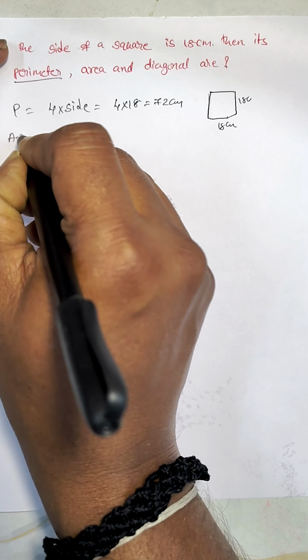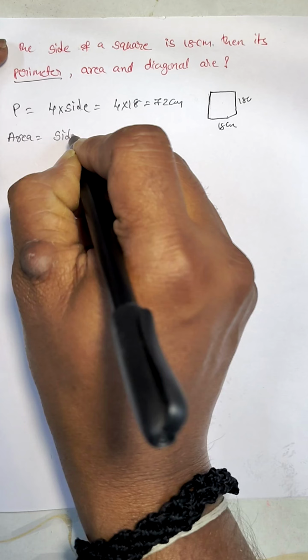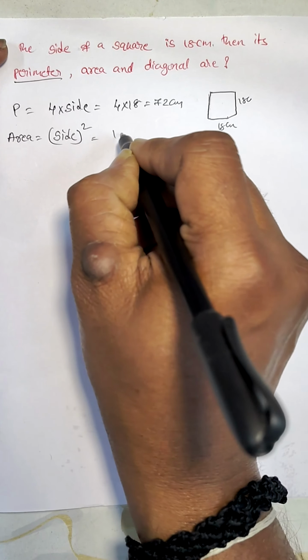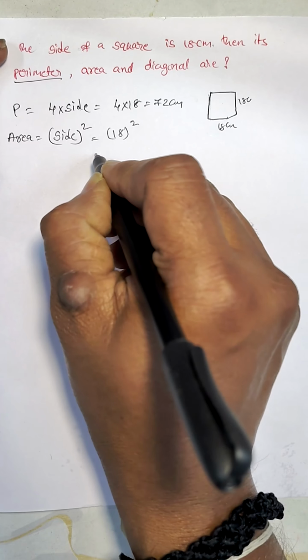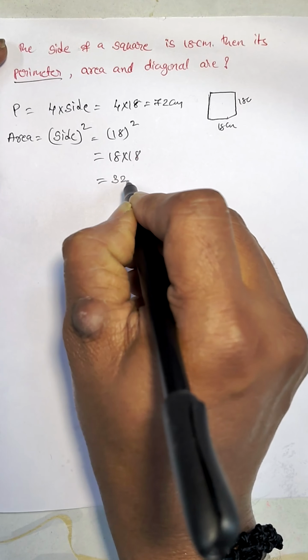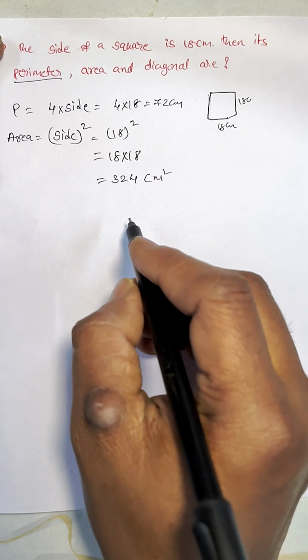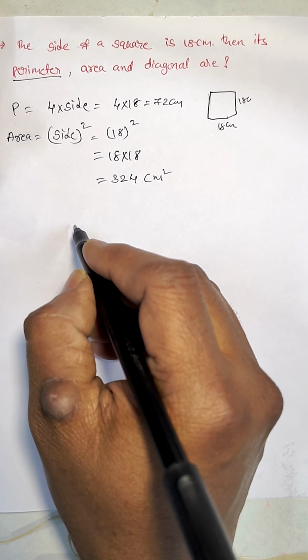What else do we need to find? We need to find the area of the square. The area of a square is side squared, that is 18 squared, which means 18 into 18. On multiplying it, you will get 324 centimeters squared. So the area is 324 centimeters squared.